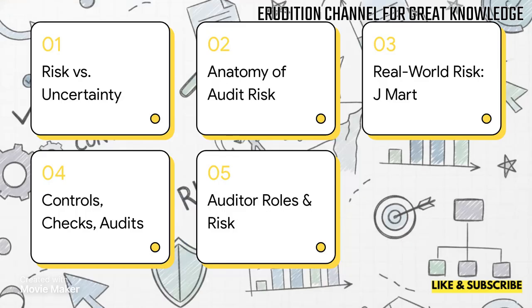Here's our quick roadmap for today. We're breaking this down into 5 parts. 1. Risk versus uncertainty. 2. The anatomy of audit risk. 3. Checking out real-world risk with JMART. 4. Controls, checks, and audits. And finally, 5. Auditor roles and risk. Keep this mental outline handy. It's really going to help you categorize the info for your exams.